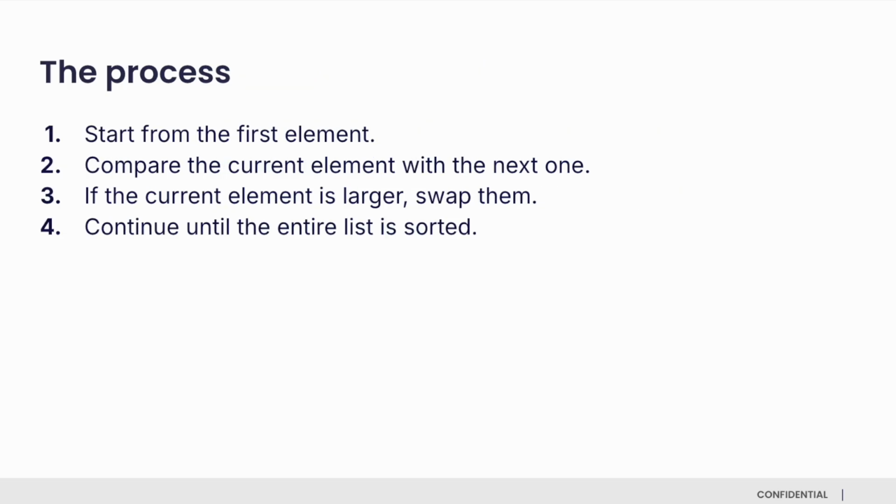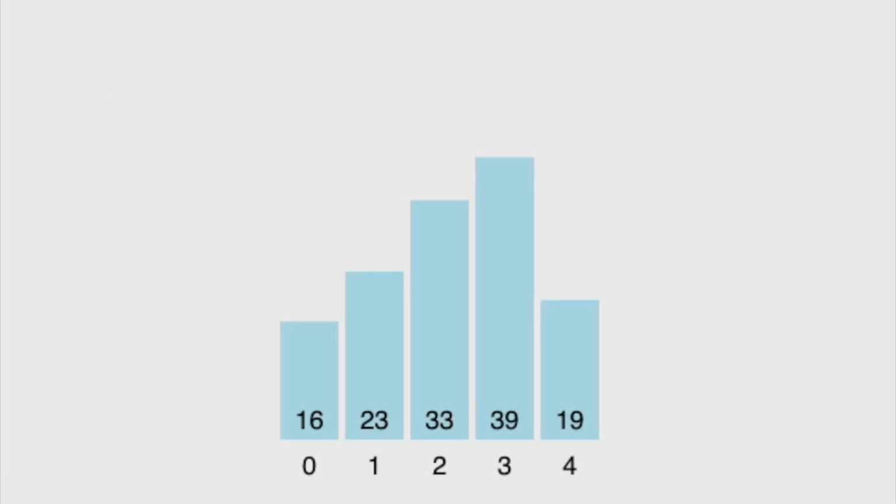So to visualize the process, we want to start from the first element in the array. We then want to compare the current element with the next one. And if the current element is larger, we need to swap them and move that larger element up the array. We'll continue doing this until the entire list is sorted. Let's take a look at an unsorted array and go through how the bubble sort algorithm will work.